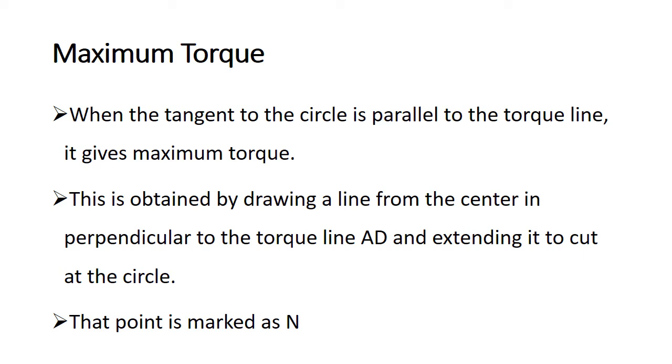How do we get the maximum torque? We get the maximum torque when the tangent to the circle is parallel to the torque line. And this is obtained by drawing a line from the center, and that line should be perpendicular to the torque line. That line should be extended to cut the circle. And that point, as seen in the previous slide, is marked point N. That is where we obtain the maximum torque.